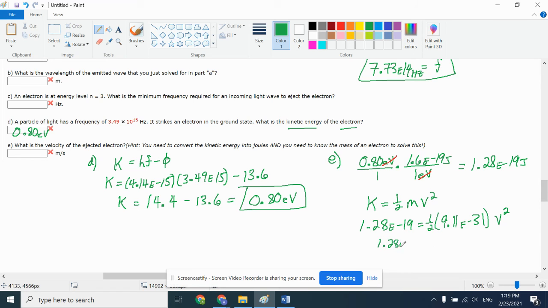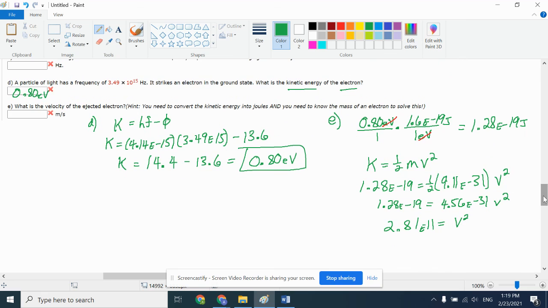So I'm going to get 1.28 E negative 19 equals 4.56 E negative 31 v squared. So 1.28 E negative 19 divided by 4.56 E negative 31. I get 2.81 E11. And my final step is take the square root of that number. And I find out that the velocity of my electron is 530,103 meters per second, or 530,000 meters per second.